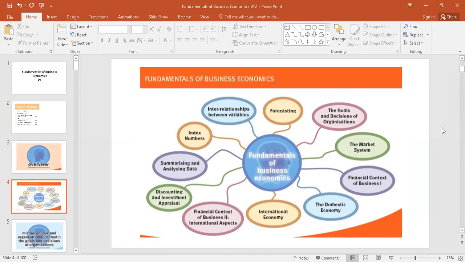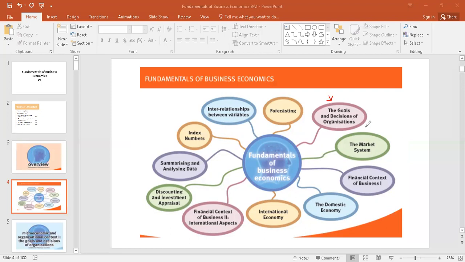So what are the contents? The contents are elaborated in this manner. It starts with what the goals and decisions of organizations are. In today's class, we will start with what organizations are, and then what goals and objectives and decisions the organization makes. Those aspects are considered here, so we would start with that.